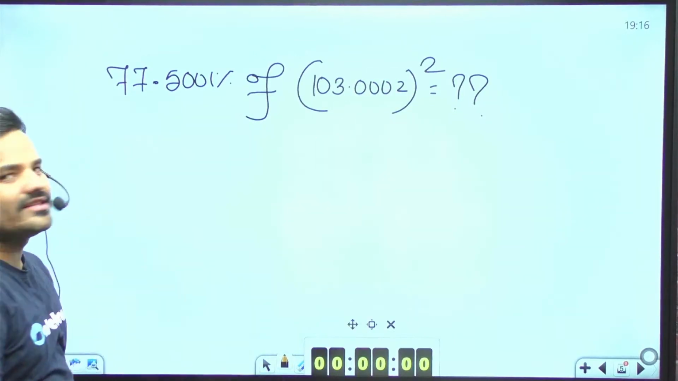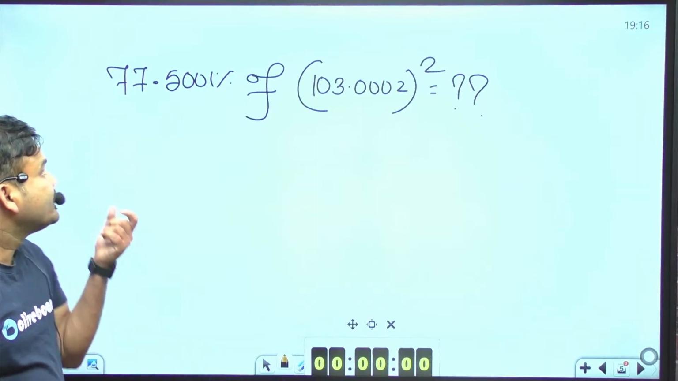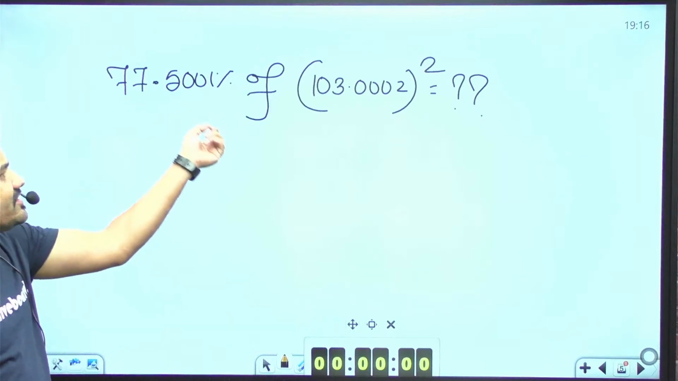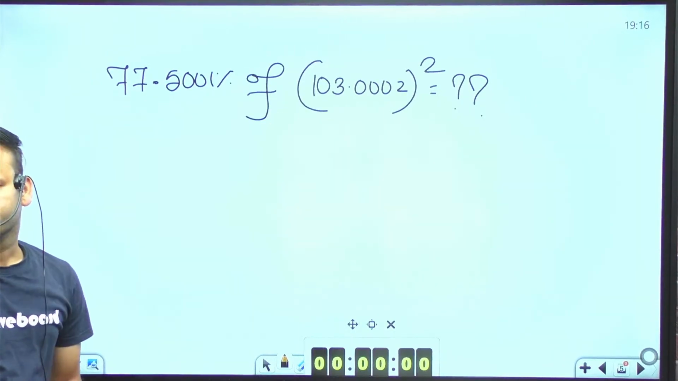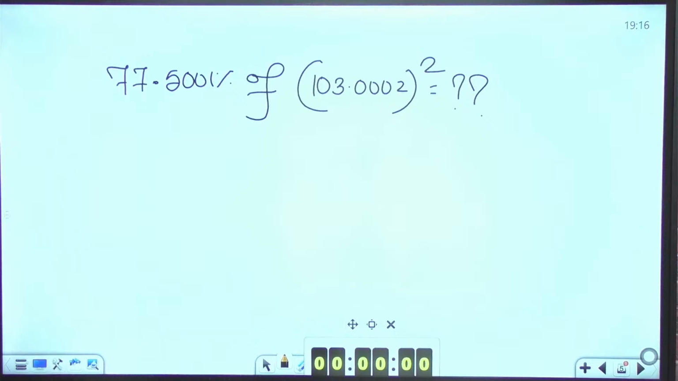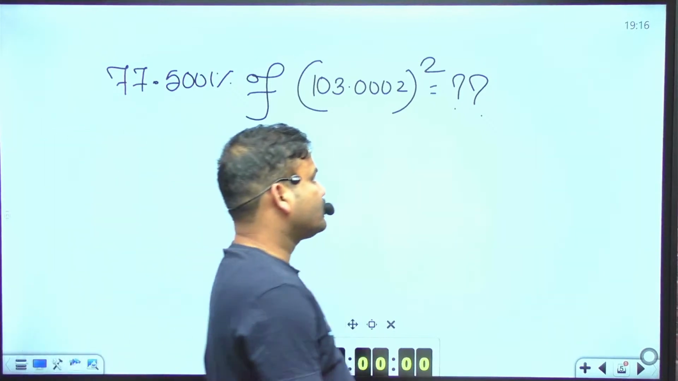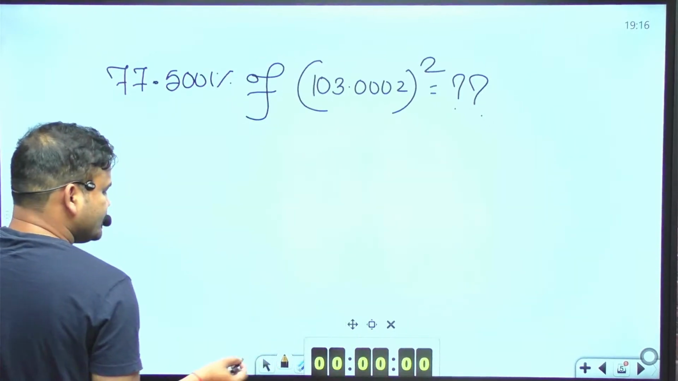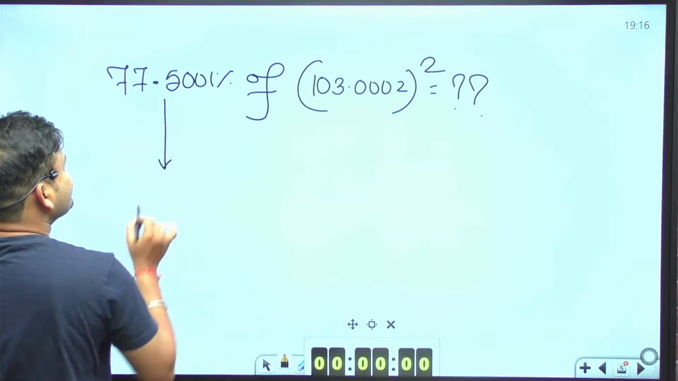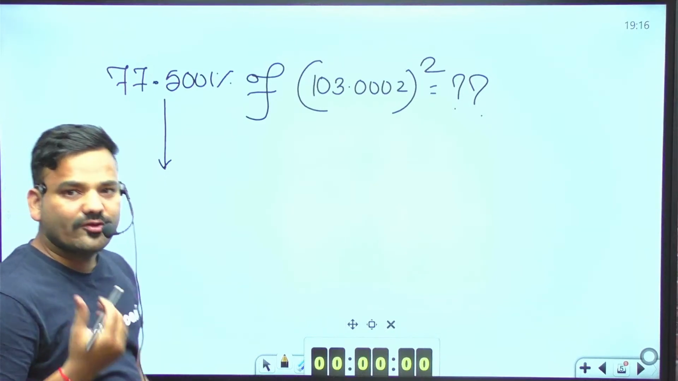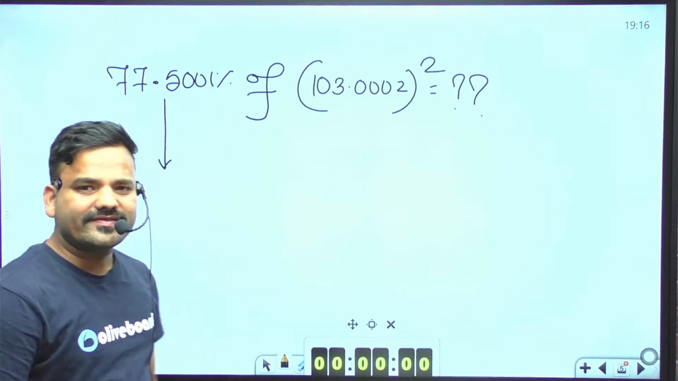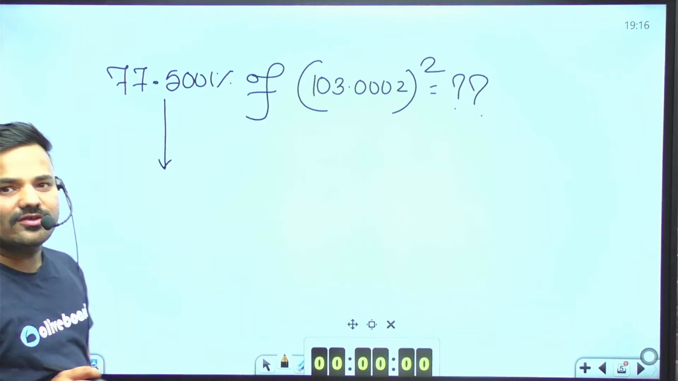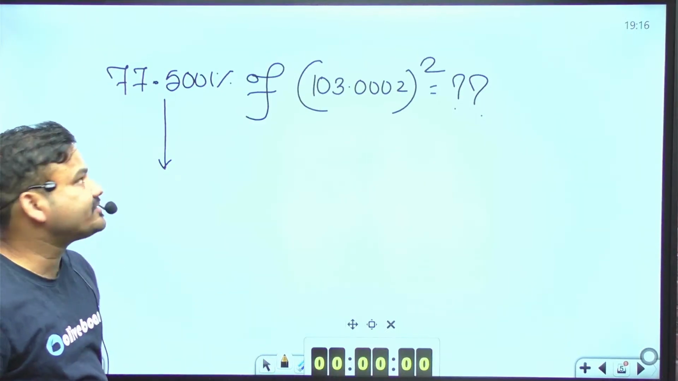How to calculate this kind of approximation? 77.5001% of 103.0002 whole square. How to get a close enough answer? First of all, let me consider this as 77.77%. 77.77% is easy to calculate, or else if somebody is calculating 75%, that is also fine. 75% plus 2.5%, isn't it?